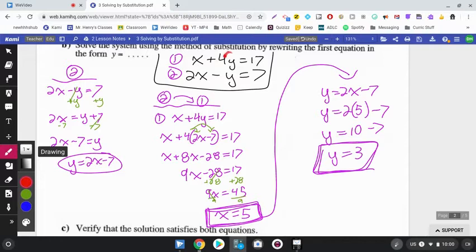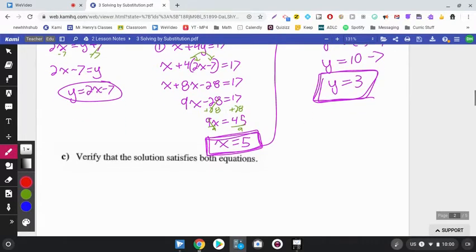Or I could have rearranged for this y. It just would have been awkward because I'd have to divide by 4 and I'd have a fraction. Or rearrange for this x, but I'd have to divide by 2 and have a fraction. So it's about picking the easiest variable to rearrange to, and then you sub in and you go through. Okay.